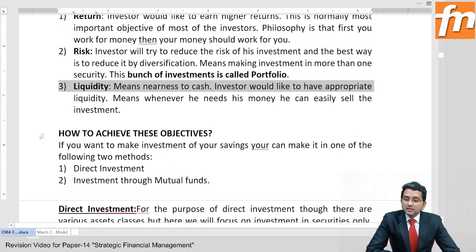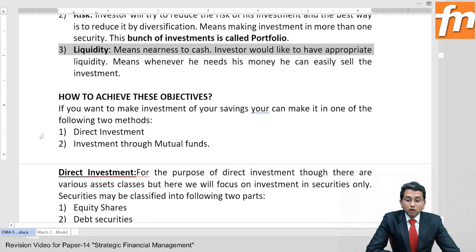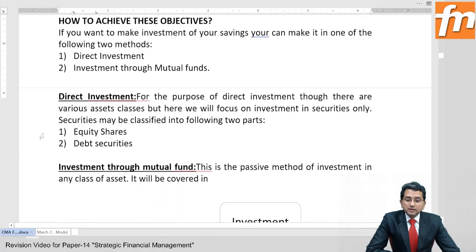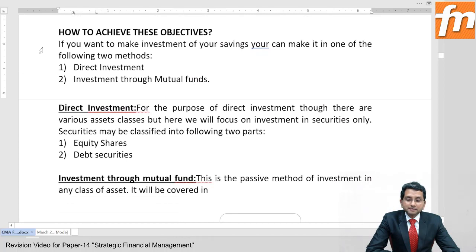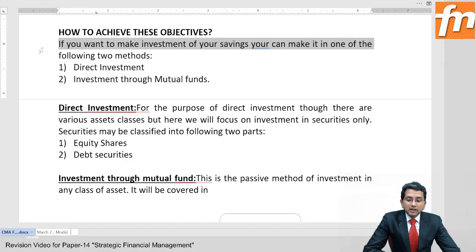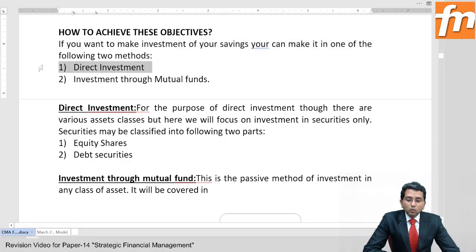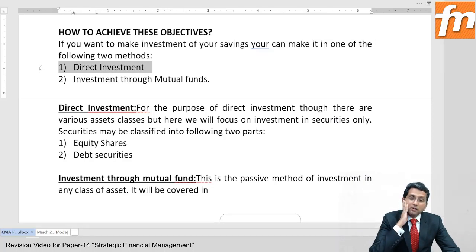Now the question arises, how do I achieve these objectives of investment? And the answer is here. If you want to make investment of your savings, you can make it in one of the following two methods. One is the direct investment. You yourself go to the share market, get yourself registered with a share broker, and start identifying good equity shares, and make a phone call to the broker and ask him to buy the shares, to sell the shares. Do it yourself, whatever you want to buy. Roughly 6,000 companies are listed in India.